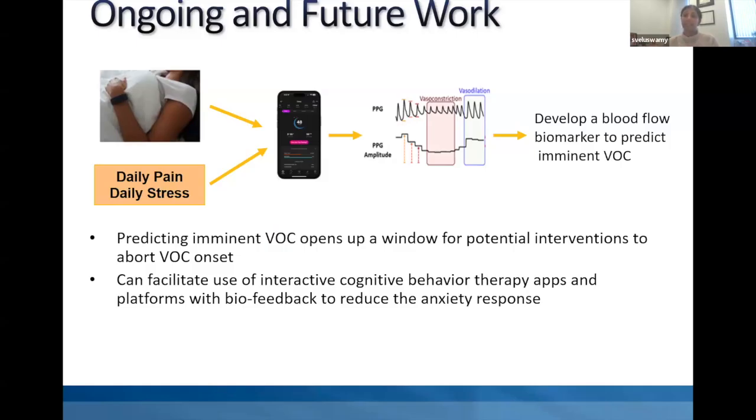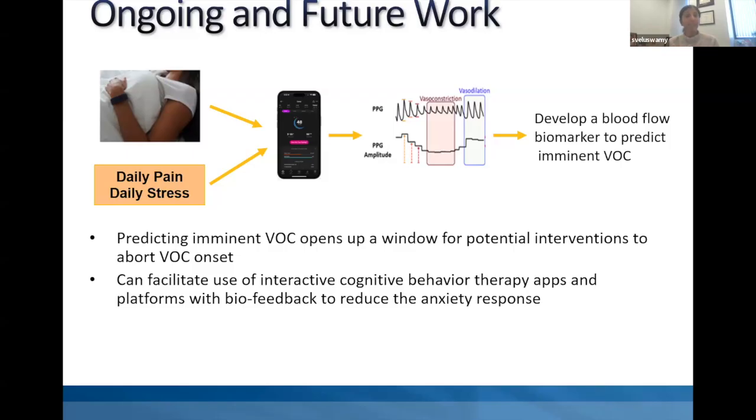We're working with a wearable device company so that our subjects can wear a device at nighttime to measure their blood flow changes, and record their daily pain and stress levels at the same time. All of this is being collected in an app on the phone. That way we can look at the blood flow changes and see if we can develop this as a biomarker of impending pain that's going to happen in the next day or so. If we're able to predict pain in advance, it opens up the window for potential interventions that we can do to actually abort a pain crisis.